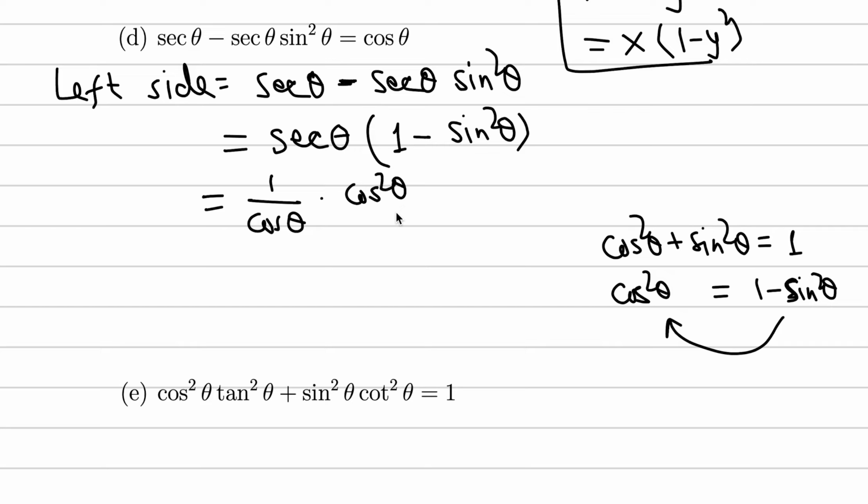Cosine square theta means cosine theta times cosine theta. One copy of cosine cancels from top and bottom. That means 1 cosine theta on the top. And that's what we have in the right side.